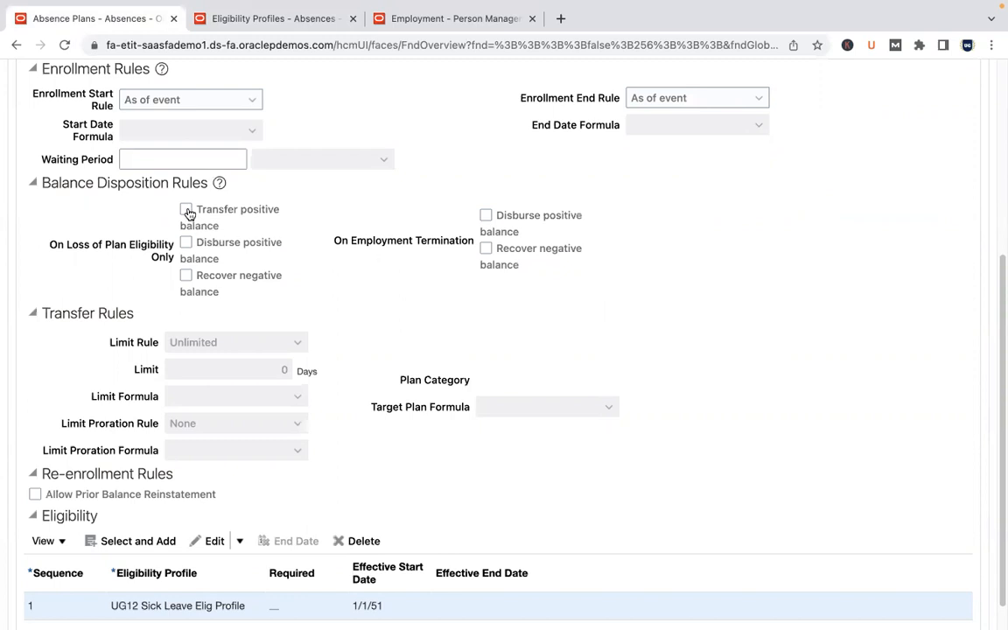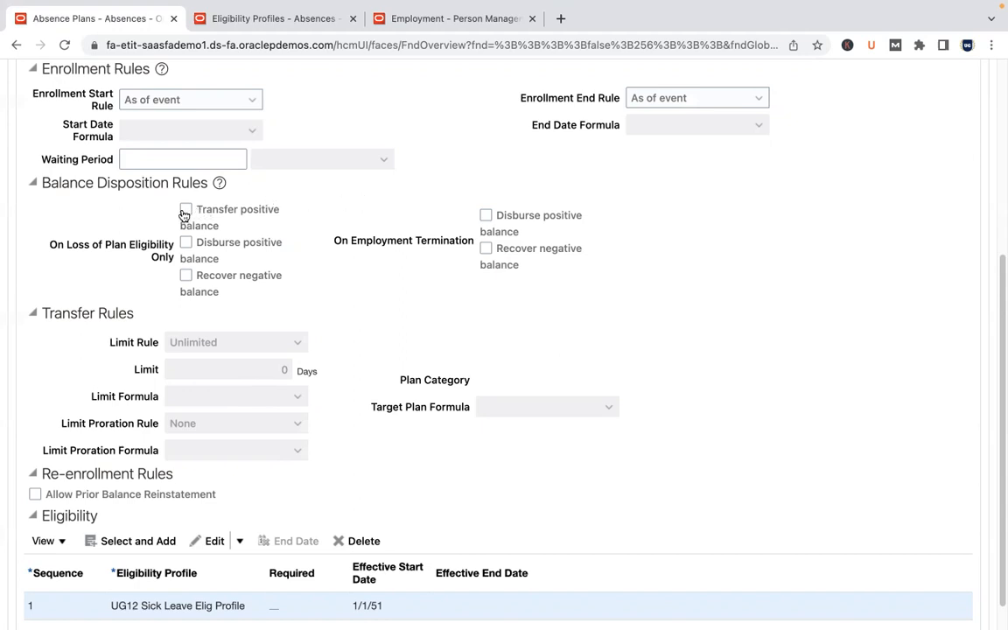So you can transfer positive balance. When you say transfer positive balance, this means you let the employee transfer balance from one leave plan to another leave plan, because he's becoming ineligible for one plan, right? Even when the job runs, based on the options that you set up here, the leave balance would be transferred to another leave plan. So since you're becoming ineligible for sick leave, the 4 days of pending balance you have within it will be transferred to vacation leave or something.